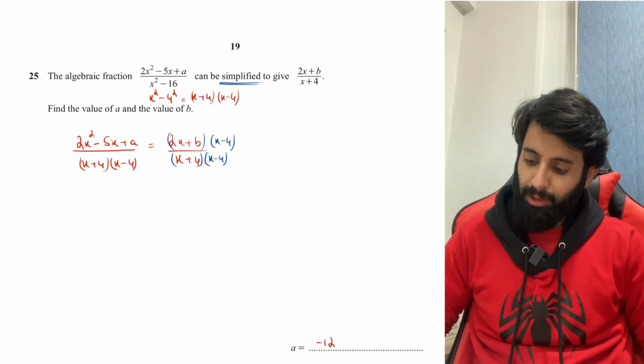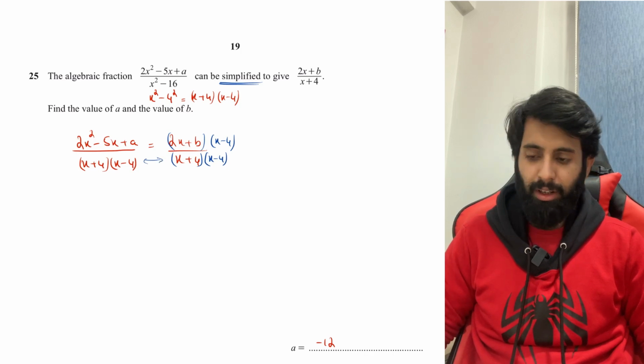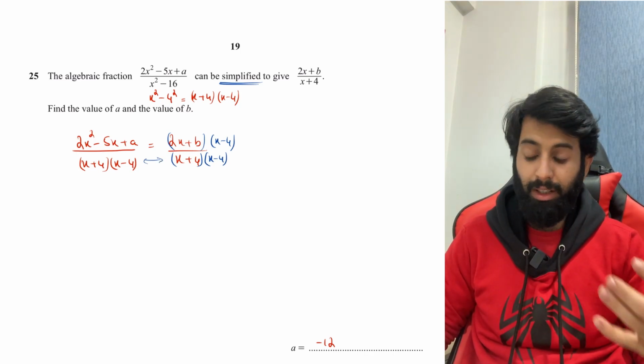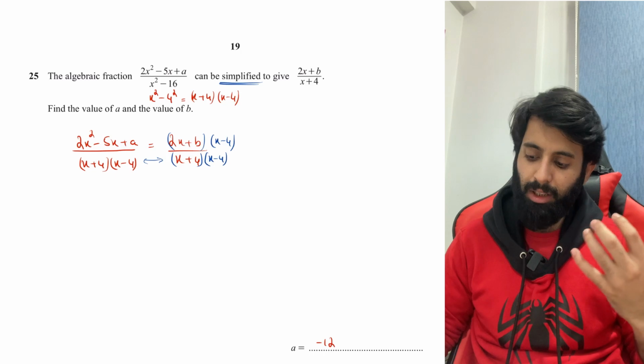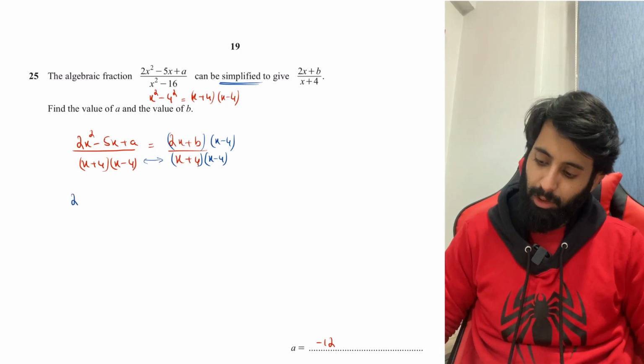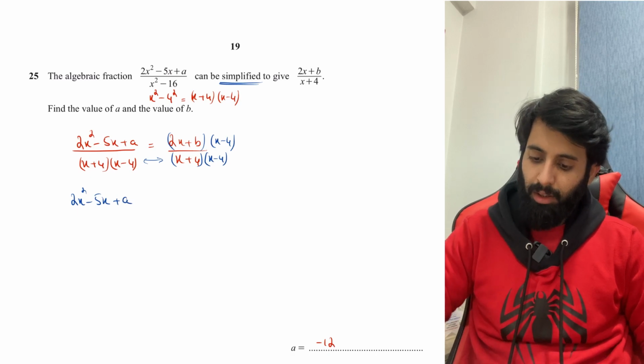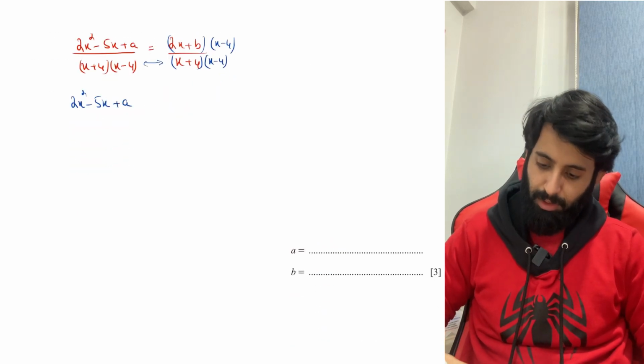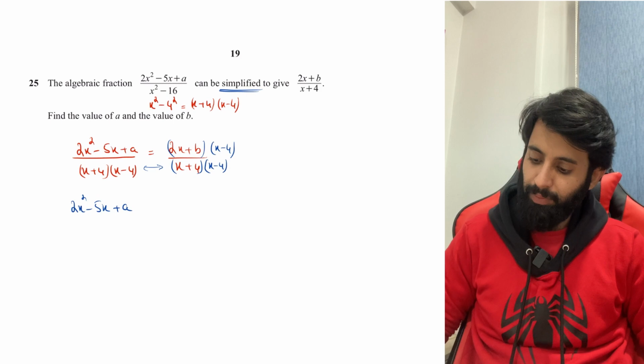Now if I look at the two denominators here, it's really not going to help me find the value of x, or the value of a or b, because none of them have a or b. But if I look at the numerator and compare the two, notice how I'm using the word compare. You'll understand what that means. Yeah, so I'll show you what that means.